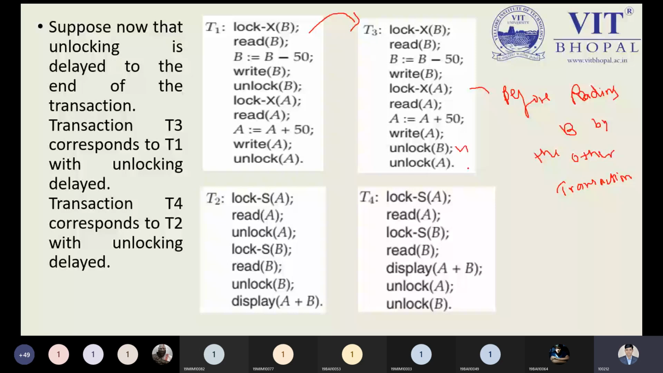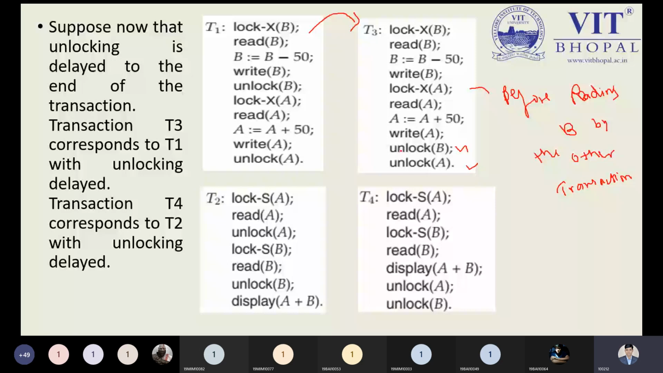So we can write the unlock in such a transaction after, but there is a possibility. If we want to read some value from the other transaction, then it should be unlocked. So we can write unlock. We can unlock the data variable of any data item after performing or after using the lock of the other data item. So there will be no issue. So we can write T1 as T3 like this, and we can write T2 like this, T4.